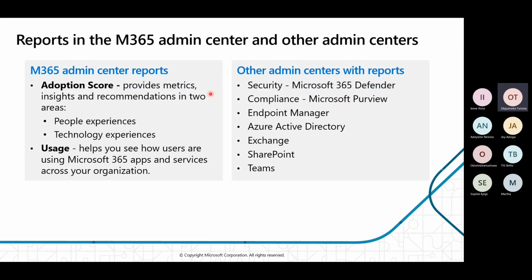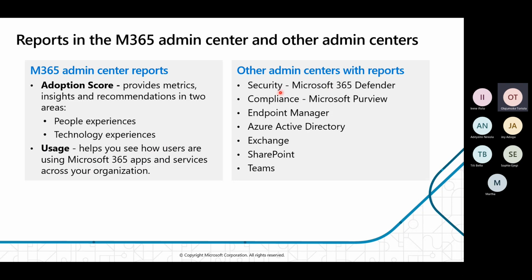So what kinds of reports can we get in M365 Admin Center? You have adoption score, which provides metrics, insights, and recommendations in two areas. Please pay attention here. The adoption score provides metrics, insights, and recommendations in two areas: people experience and technology experience. Then you have usage reports, which help you see how your users are using the M365 apps and services across your organization.